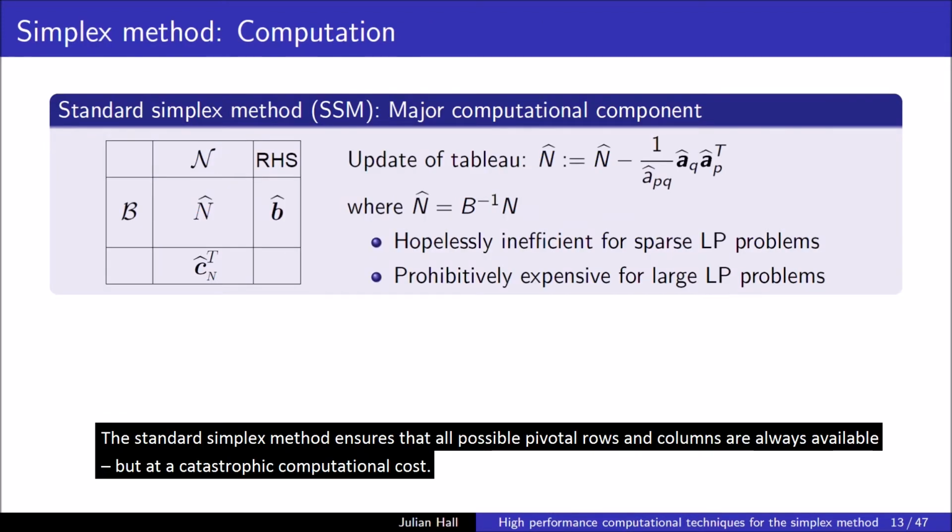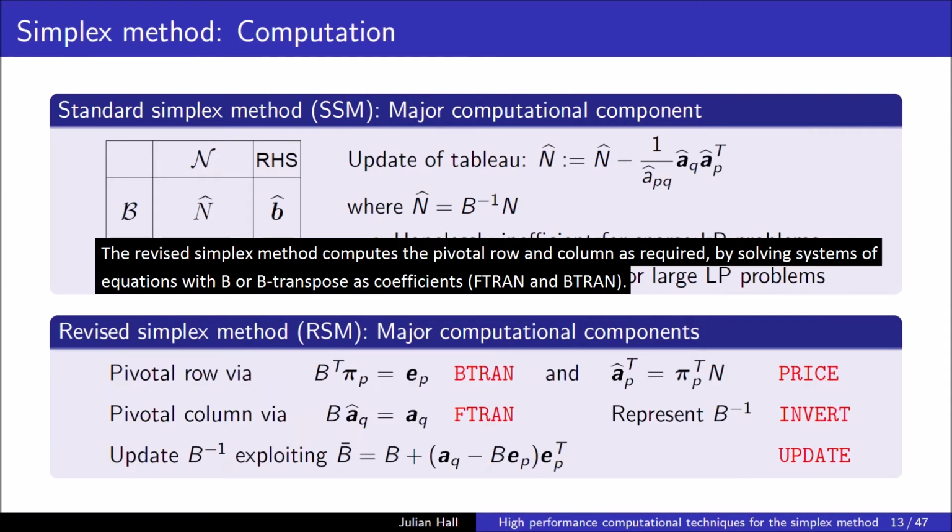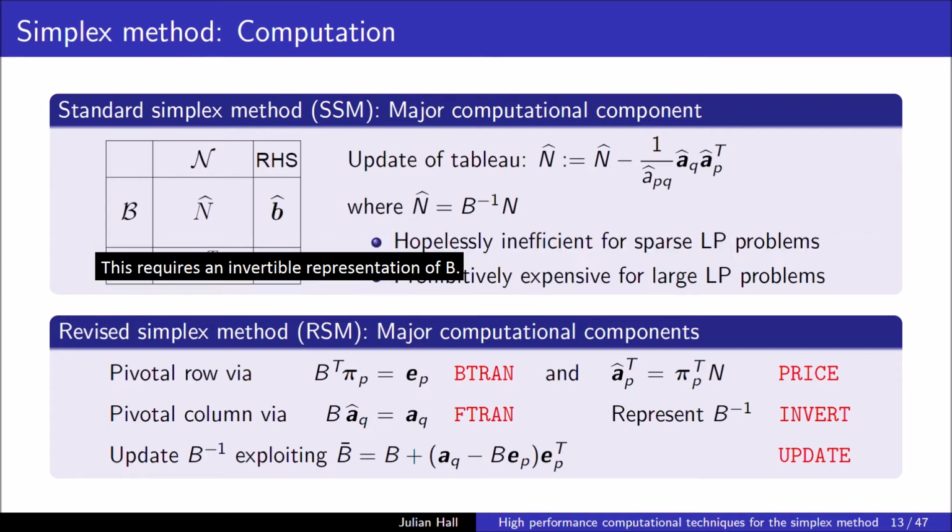The standard simplex method ensures that all possible pivotal rows and columns are always available, but at a catastrophic computational cost. The revised simplex method computes the pivotal row and column as required by solving systems of equations with B or B transpose as coefficients, Ftran and Btran. This requires an invertible representation of B. The pivotal row is then formed via a matrix-vector product with the sparse matrix N.